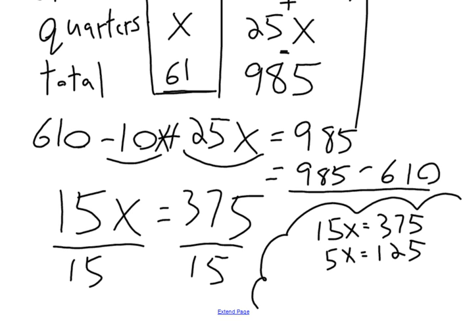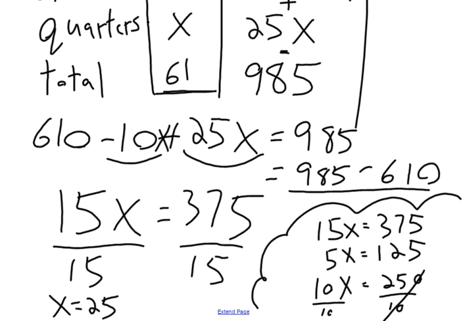And then I'm going to double both sides so I get 10x, because I know I'm going to be able to divide by 10 pretty well. So that's 250. And now I can divide both sides by 10, which I can do on the right side just by canceling out a 0 there. And I am left with x equals 25. That is the solution, not the answer.